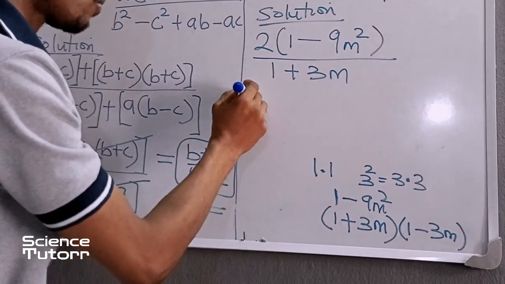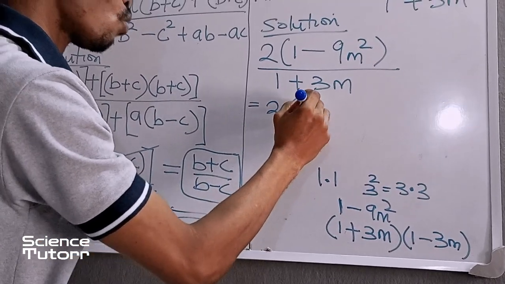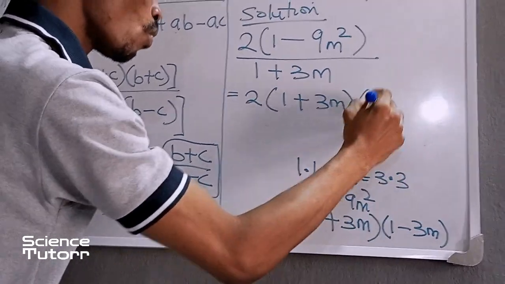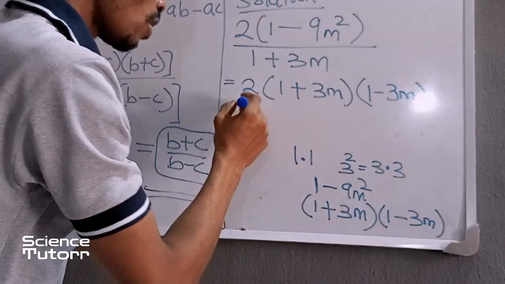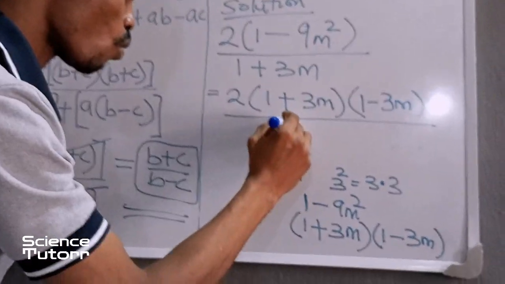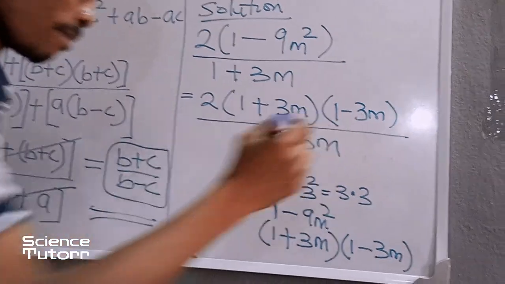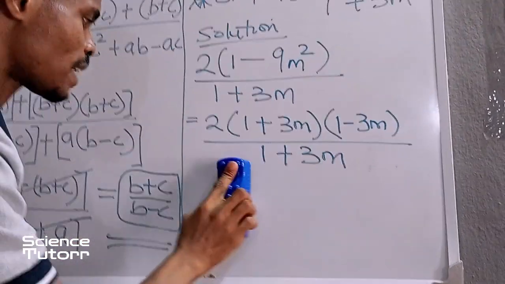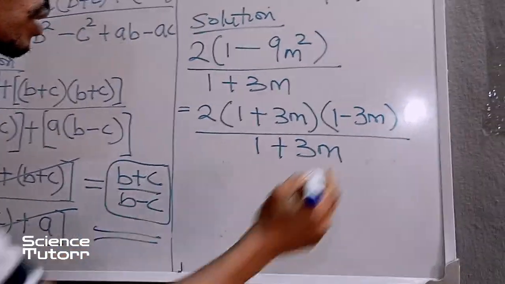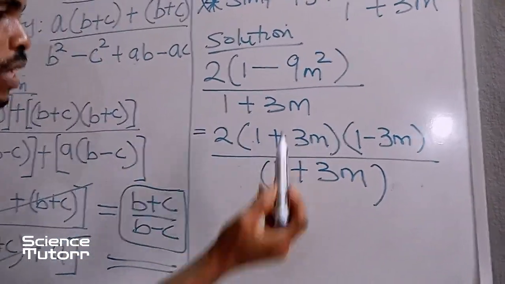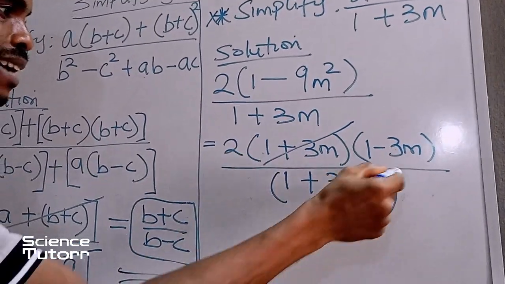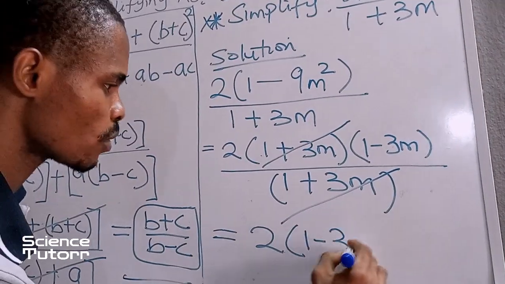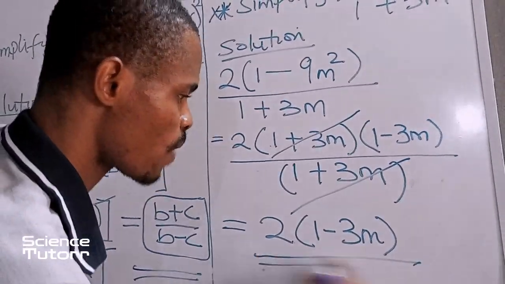So automatically I'm going to be having 2 into 1 plus 3m into 1 minus 3m all divided by 1 plus 3n. At the end of the day, you are going to notice something. We have like terms at the numerator and denominator. These two are like terms. You see, 1 plus 3m, 1 plus 3m. So automatically they cancel out. At the end of the day, I'm going to be left with 2 into 1 minus 3m. Final result.